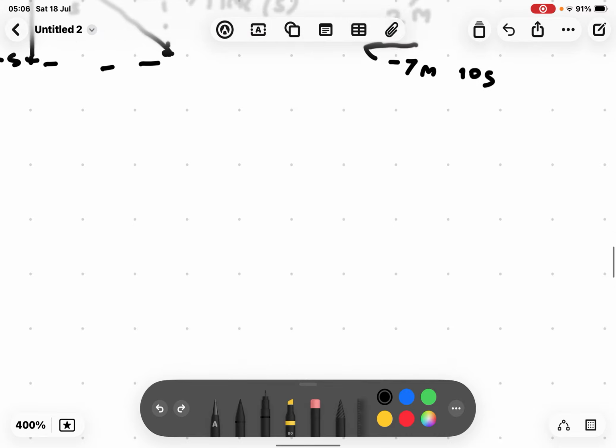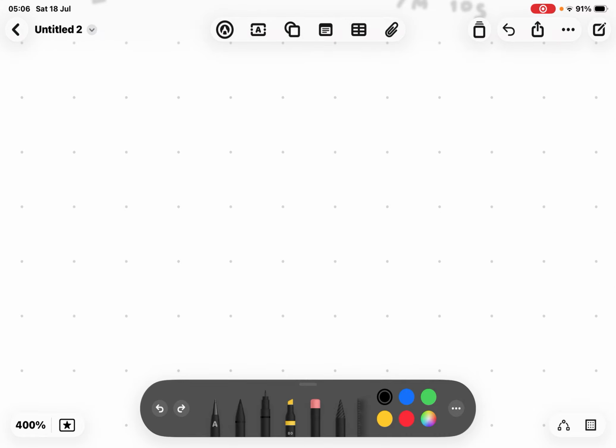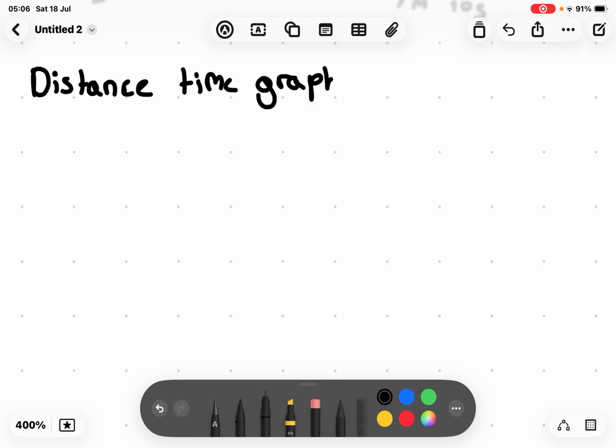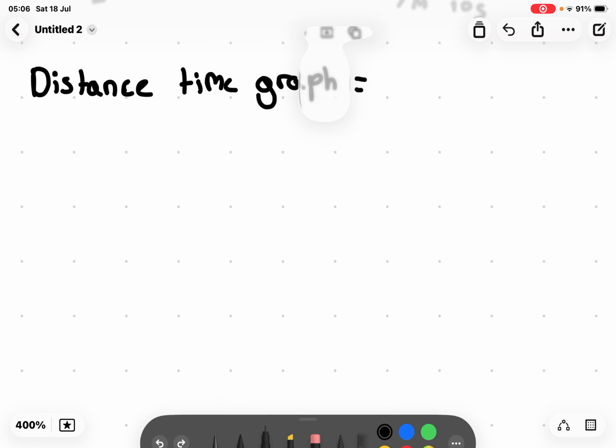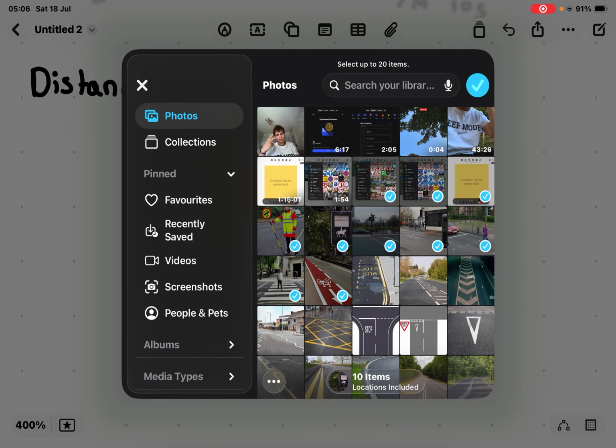However, now let's discuss the distance time graph. And plus minus, it would look like a normal graph.